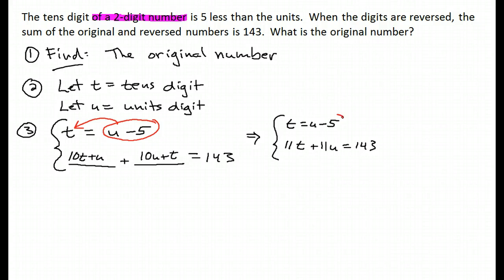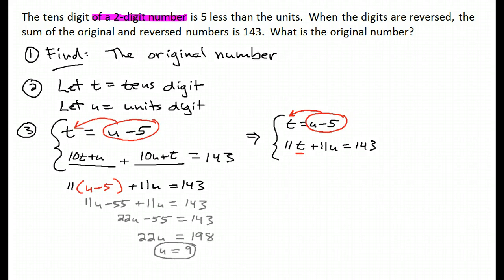Okay, now as I said before, this one is set up nicely for substitution. So where I see a t here is where I'm going to substitute u minus 5. That makes my equation 11 times t, so that's where I'm going to put my u minus 5, plus 11u equals 143. As I solve this, I get u equals 9.